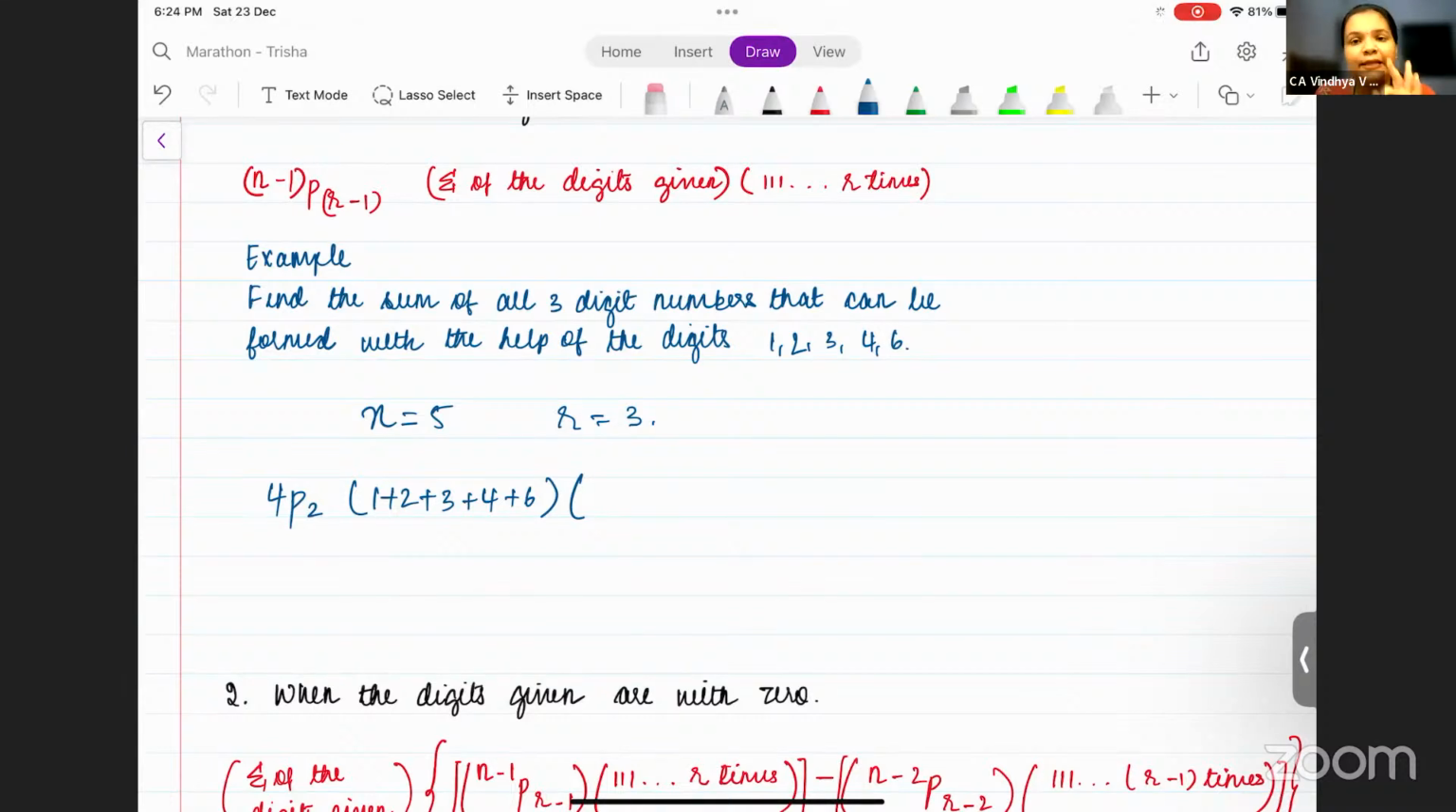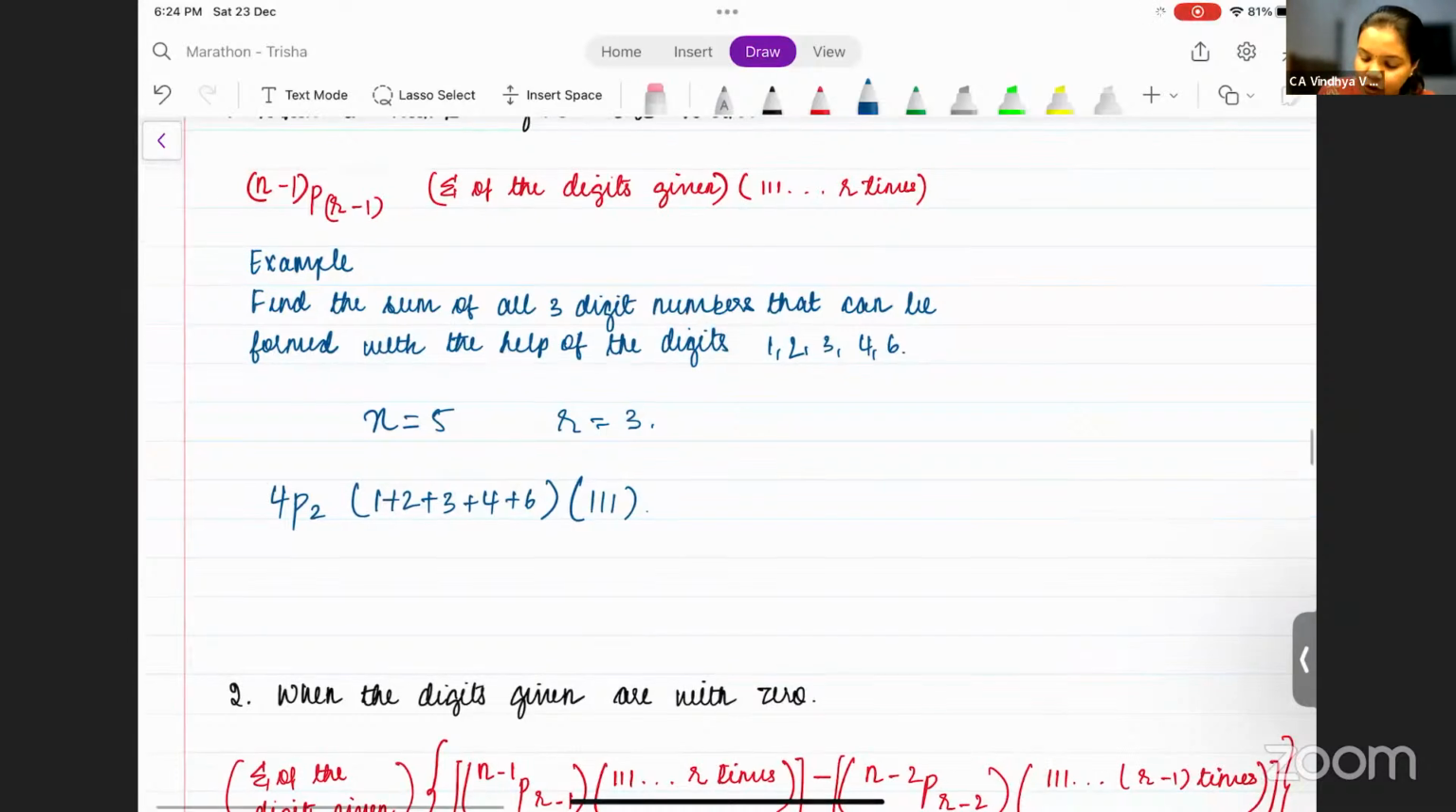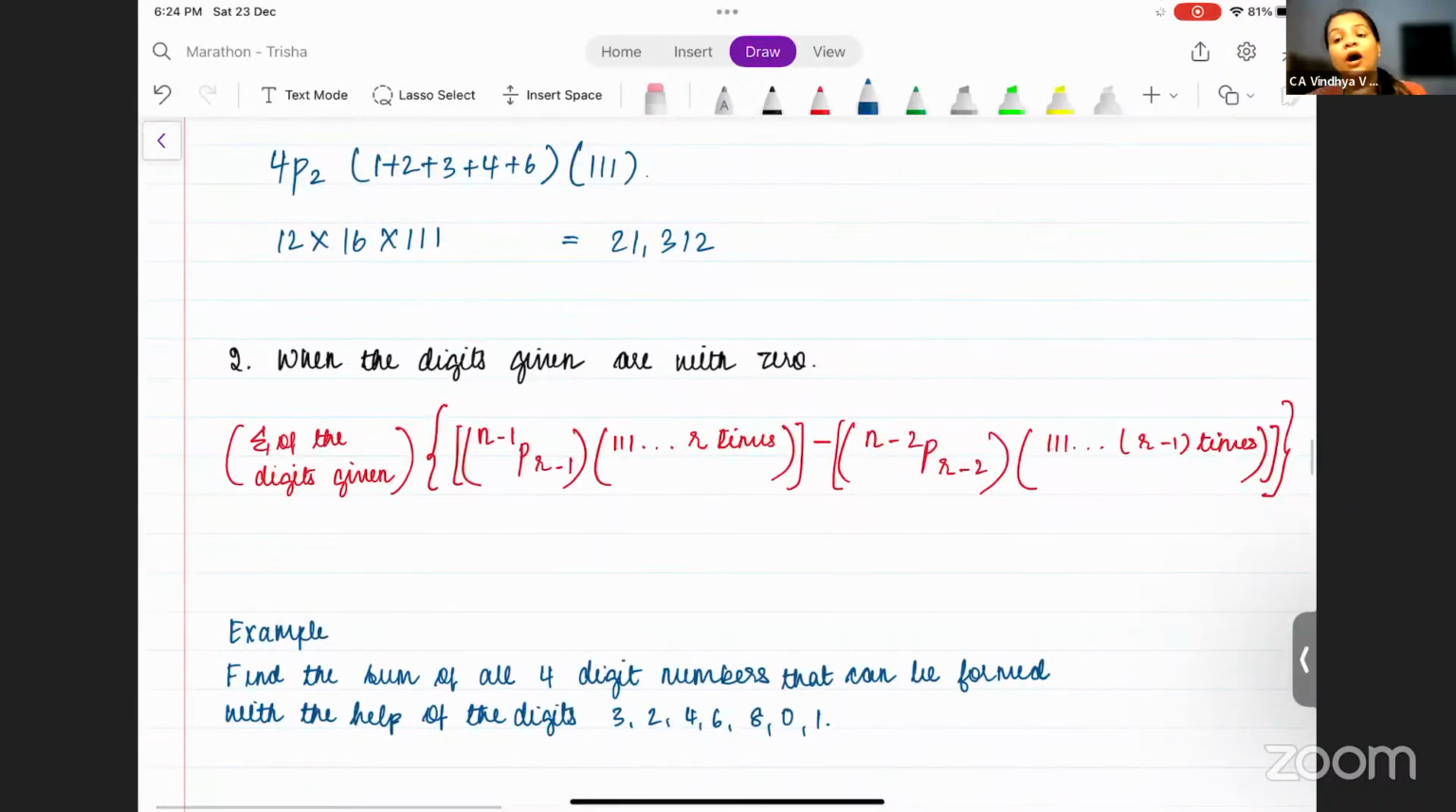So how many times will 1 be there? 3 times, which is read as 111. Okay. So 4 P 2 is 4 into 3, that is 12, into the next: 1 plus 2 plus 3 plus 4 plus 6, that is 16, right? Into 111. So you get 12 into 16 into 111, making it 21,312.